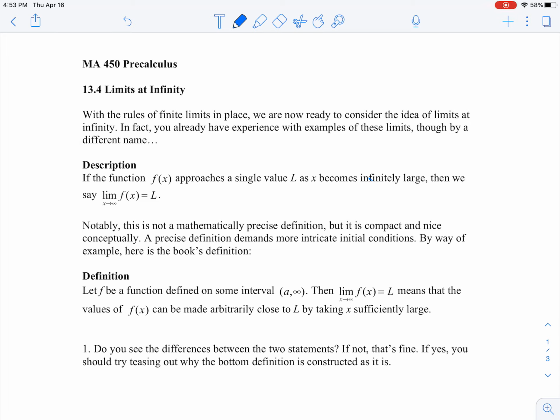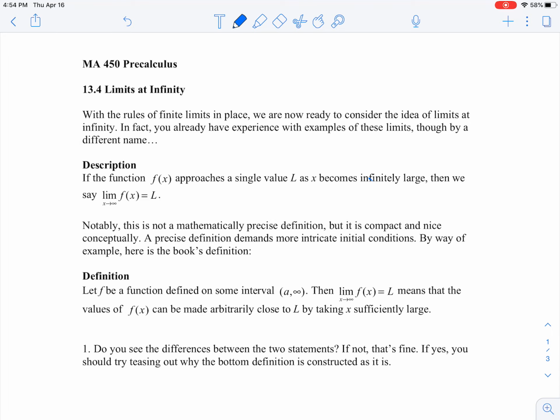Notably, this is not a mathematically precise definition, but it is compact and nice conceptually. A precise definition demands more intricate initial conditions. By way of example, here is the book's definition. Definition. Let f be a function defined on some interval a to infinity, non-inclusive. Then the limit as x approaches infinity of f of x equal to L means that the values of f of x can be made arbitrarily close to L by taking x sufficiently large. This is a pretty good definition.